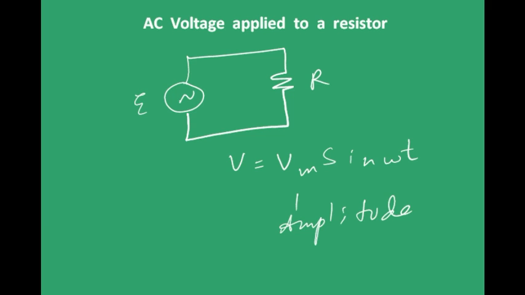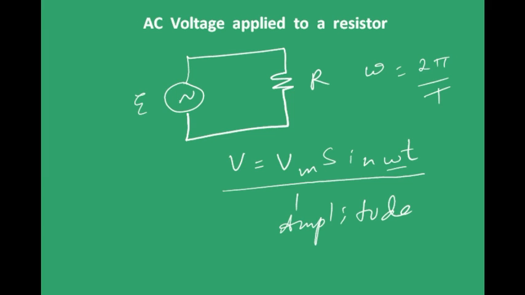amplitude of the oscillating potential, and omega is the angular frequency of this oscillation, or I can say omega is 2 pi by the time period of one cycle. Hope everything is clear till now. So this is our external voltage.